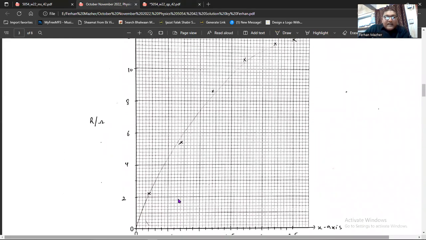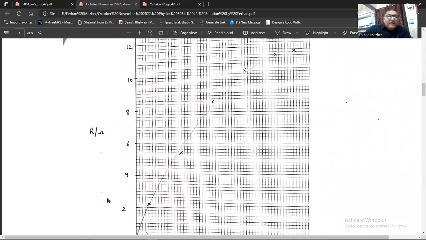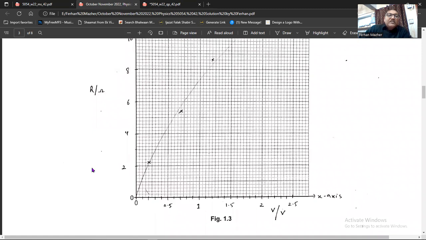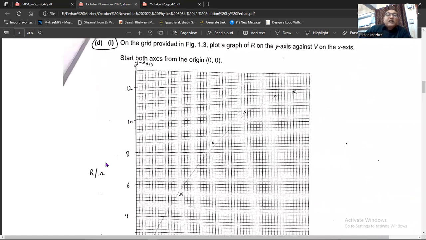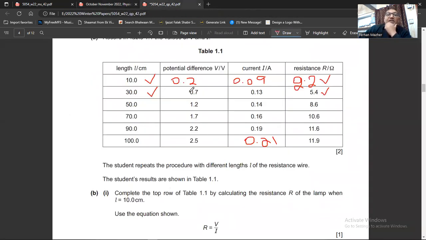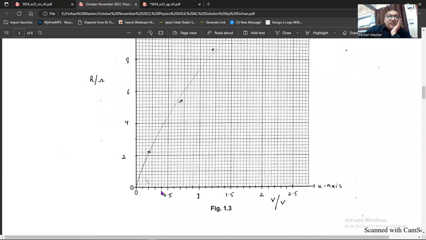So first of all, I have labeled it. You can see the label. Here is the labeling. 0.5, 1, 1.5, 2, 2.5. And this is 0, 2, 4, 6, 8, 10, 12. And at 0.2, this is 0.2. The value is 2.2, which is here, this point. Okay. Then we have 0.7 and the R will be 5.4. 0.7 is this. And 0.7 will be this one. 5.4. This is the dot.